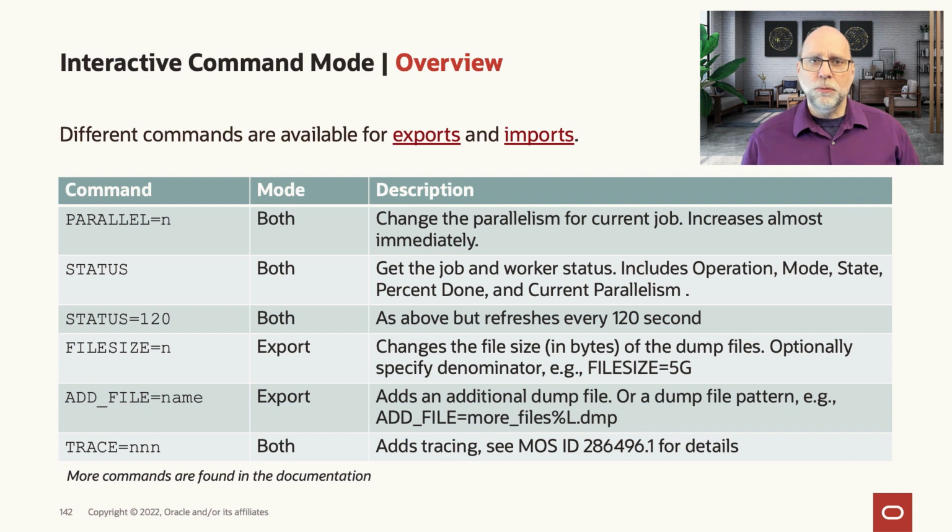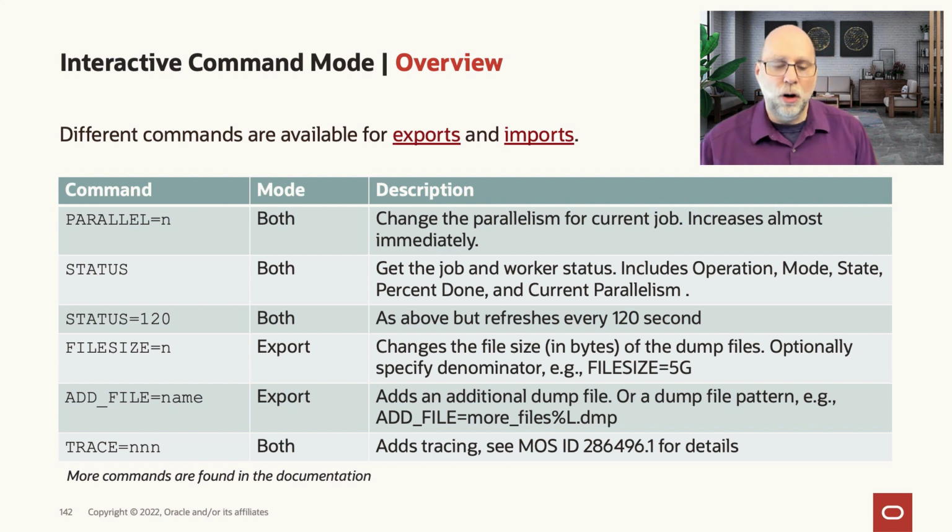Now, it's important to recognize that some of these commands apply to both export and import, such as getting the status of a job, for example, or modifying the parallelism of the job while it's running. You can even change the tracing on a job and implement tracing if you decide that you need to diagnose some issues with it. But others may only be export or only on import. For example, the ability to change the dump file size that you are producing is, of course, only available on export because on import, the dump file size is already set.